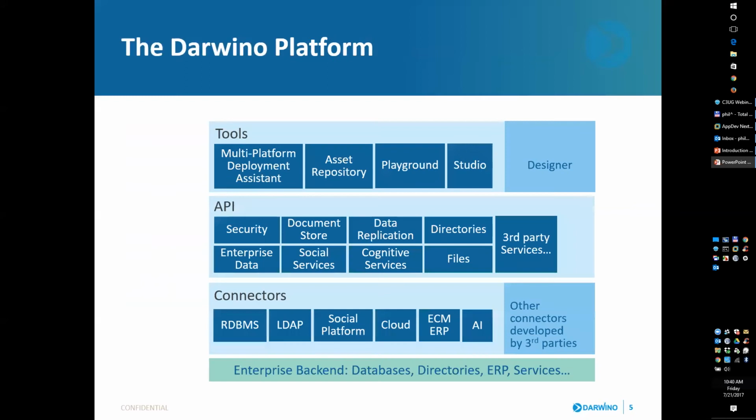So this is a quick picture of the different components of Darwino. So we have the connectors and all the APIs that are isolating you from the different backends that you can have. The APIs on top of that, like the document store, the replication, access to directory, cognitive services, and the third layer at the top, which is the designer, which is a set of tools that we are providing as either web apps like the Playground or plugins to Eclipse like the Studio and more.